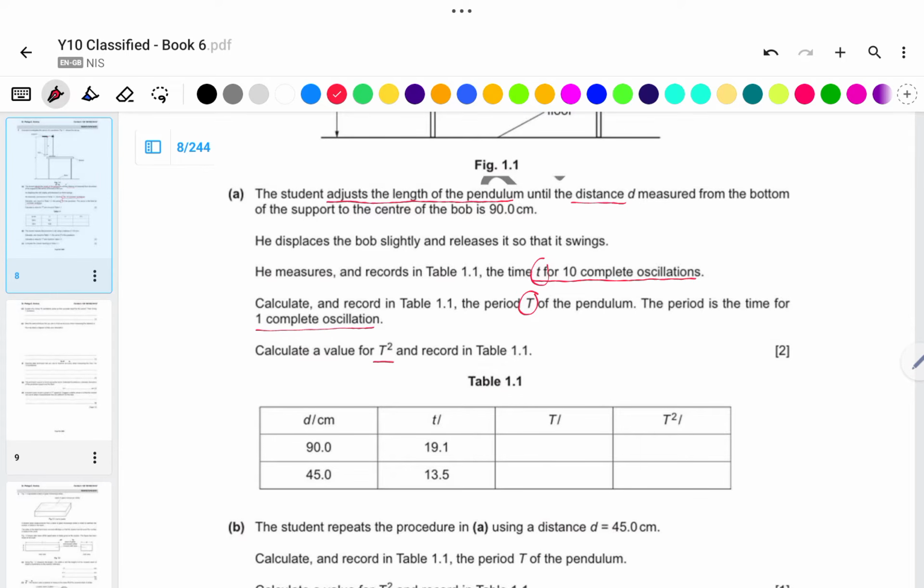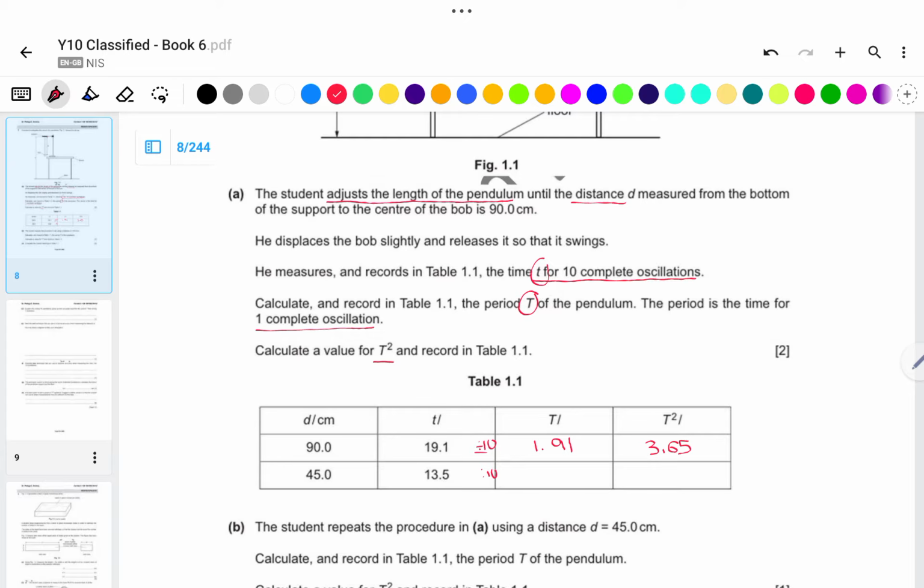So initially, at 90 centimeters, it gave him 19.1 for 10 oscillations. So my answer is going to be by dividing by 10 for one oscillation. So for the first one, I'm going to get 1.91. And if I square that, it's going to be 3.65. I'm using three significant figures, just like they used in T.